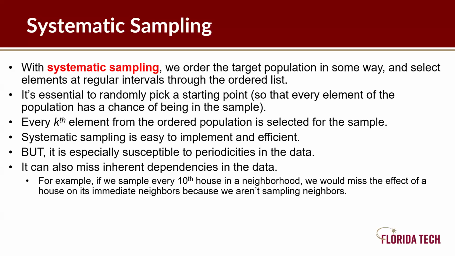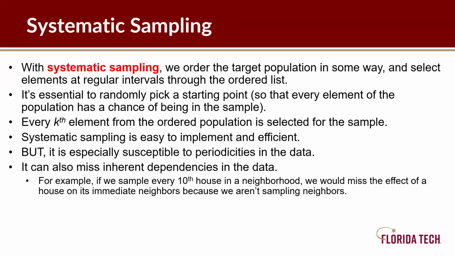Okay. So that means we randomly pick a starting point. The reason that's essential is so that every element of the population has a chance of being in the sample. If we start with the first person and do every 10th, well, then the second, third, fourth, and so on people never have a chance of being included. If we randomly pick our starting point, then every element in the population has a chance of being in. Every kth element from the ordered population is then selected for the sample.